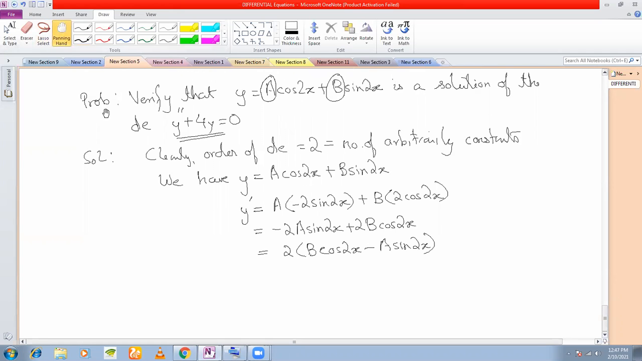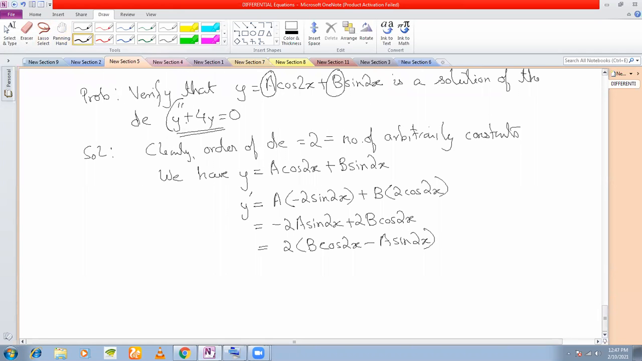Now, since the left hand side of the differential equation contains y double dash, we proceed to find y double dash. So y double dash is the d/dx of y dash. Now we differentiate this one, right? So how do we differentiate? 2 is a constant. You can take it out, into b. d/dx of cos 2x is how much? Minus 2 sin 2x.